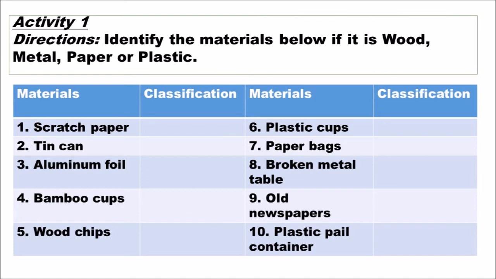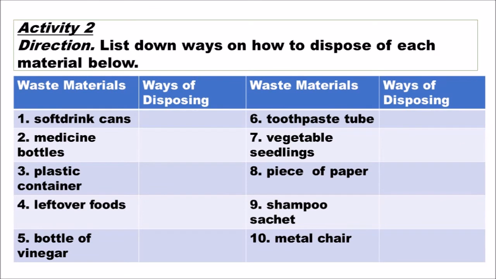Number 2, tin can. Number 3, aluminum foil. Number 4, bamboo cups. Number 5, wood chips. Number 6, plastic cups. Number 7, paper bags. Number 8, broken metal table. And number 9, newspapers. And number 10, plastic pail container. Next, activity 2.